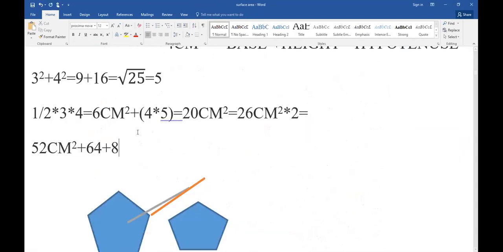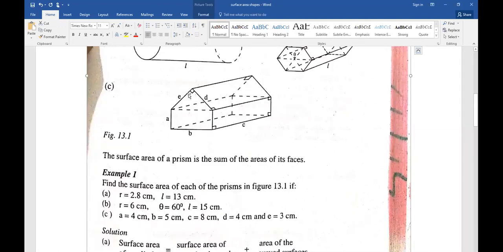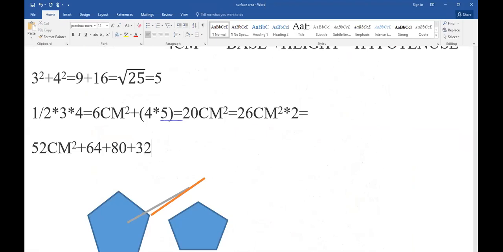So you add 20. And then I add what? I add E times C. E is 3, C is 8. So this side of E is E times C, which is 3 times 8, 24. And then D times C. D times C is what? 8 times 4, 32. So 32 and 24. These are the new measurements that I will add here: 32 plus 24.